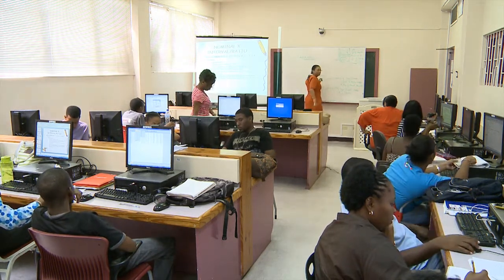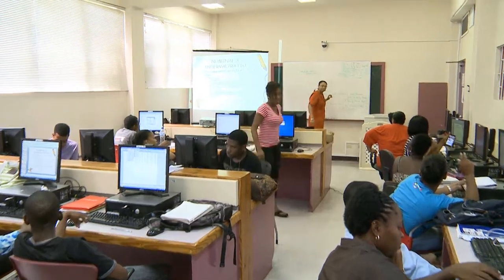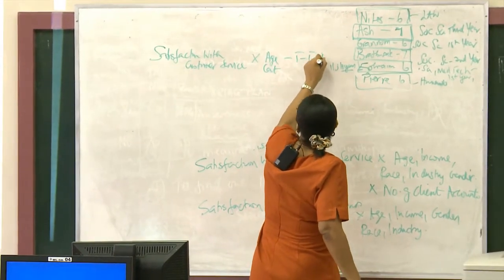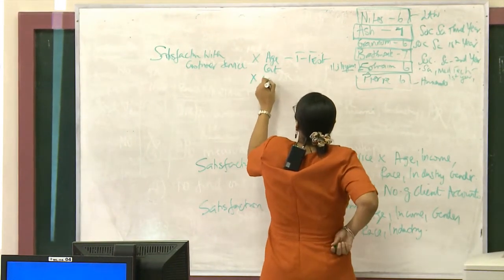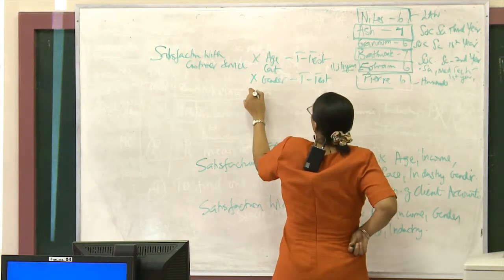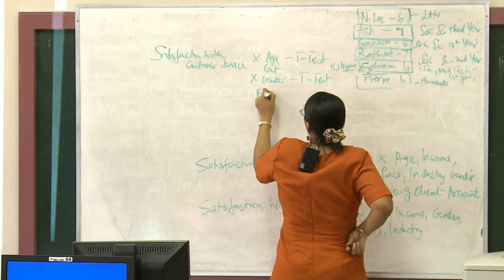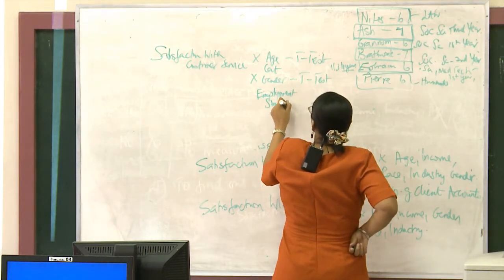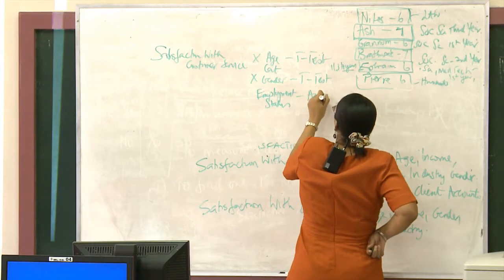By age category. How many age categories do I have? Only 2. So what am I running here? T-test. Satisfaction by gender. What am I running here? T-test. Satisfaction with employment status. How many do I have? 3. So then I run an ANOVA.